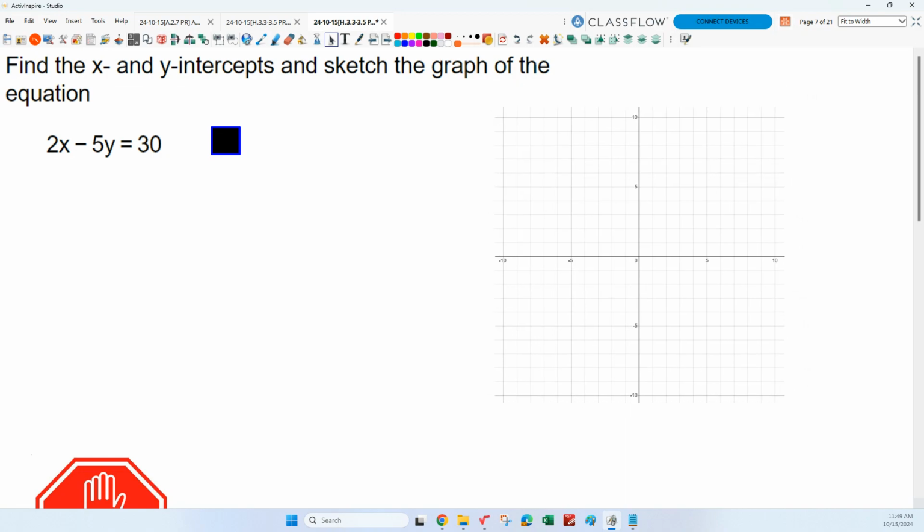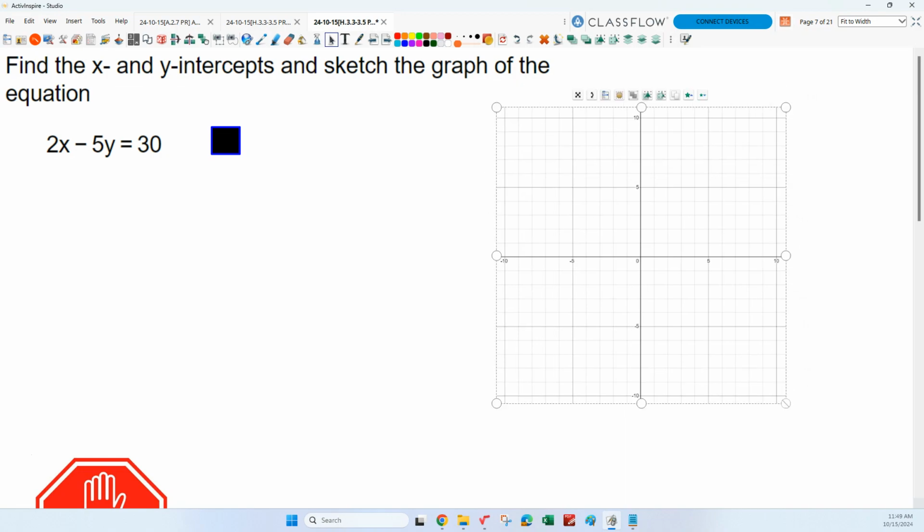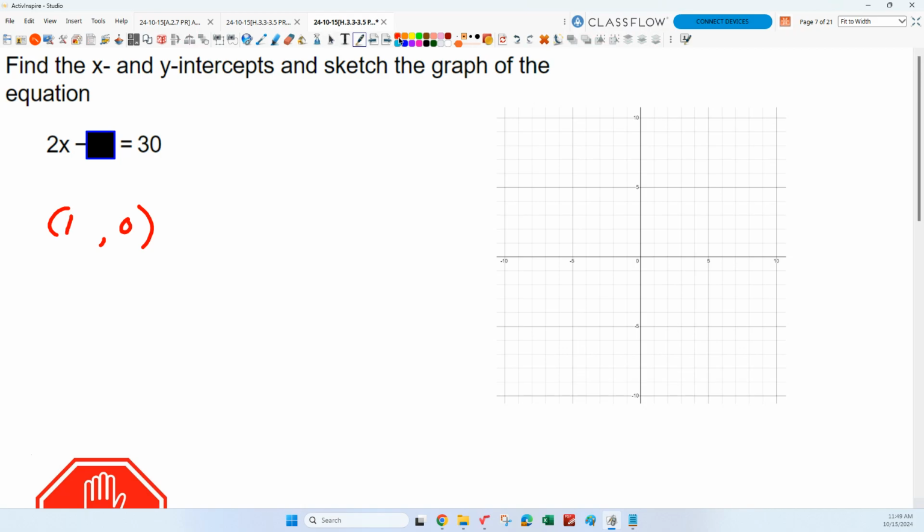Okay, good. I'm going to set y to 0 and solve for x. Fair enough? What's x? 15. So 0, 15, that's out, what do you think, right about there? Okay. Good enough. What do you think it was, 14.9? Okay, that's, yeah.